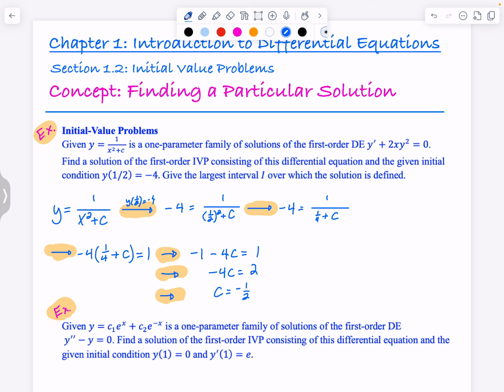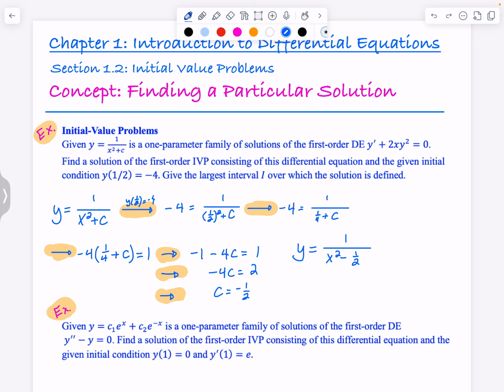So they didn't want c though, they wanted the solution. So the solution then is y equals, and I just go back, keep my y, 1 over x squared minus 1/2. There's my solution. And then they say give the largest interval over which the solution is defined. Now, remember we can only have one open interval. I can't put multiple open intervals together. We don't want that. We just want the largest that we can.